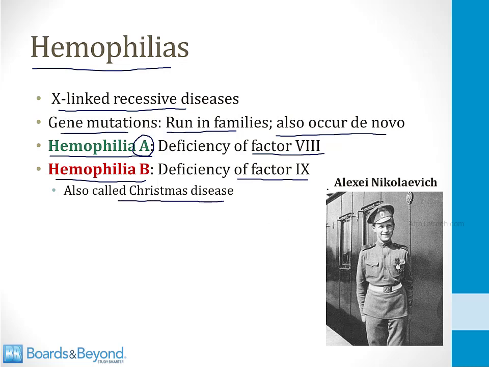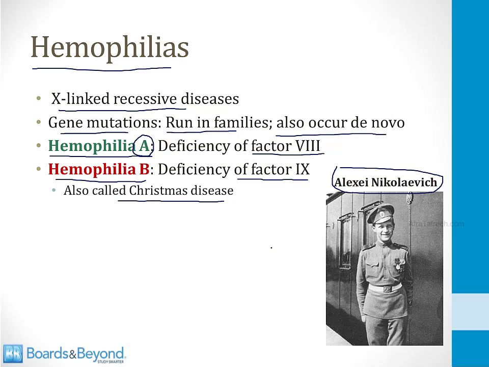On the screen here is a picture of Alexei Nikolaevich. He was the son of the last Tsar of Russia, and if you've never heard the story, he was born with hemophilia, and he suffered from recurrent bleeds into his joints that were very painful, and he was a very sick child. For this reason, his mother brought him to a mystical healer named Rasputin to try and make him better. Rasputin couldn't heal him, obviously. This was in the early 1900s, and there was no therapy for hemophilia.